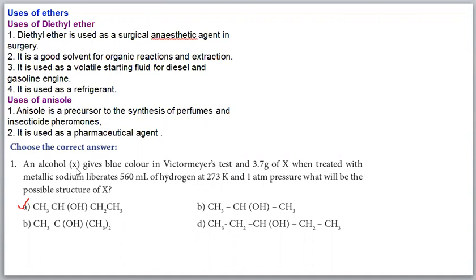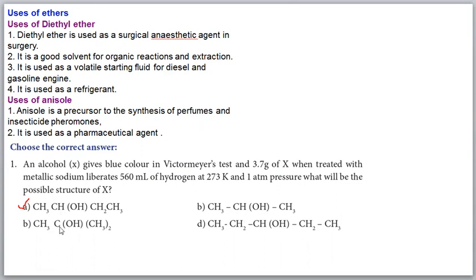X is the given organic compound. It gives blue color in Victor-Meyer's test. That means the given alcohol is secondary. Secondary alcohol will give blue color with the Victor-Meyer's test. You see this A is secondary alcohol, B is secondary alcohol, OH is attached to this carbon, which contains one hydrogen. So secondary alcohol.